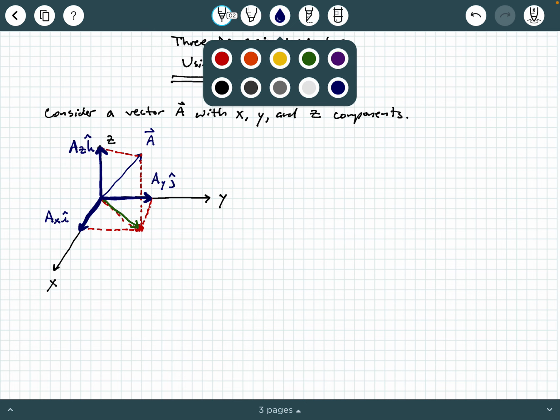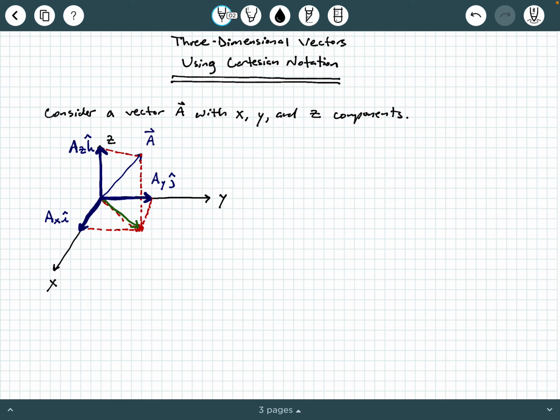So that's what I would suggest you doing now. So I'm going to keep going now. How would we express this as a Cartesian vector? Well, we would say vector A is equal to a sub x i plus a sub y j plus a sub z k, okay? So this is the Cartesian vector notation of vector A, all right?